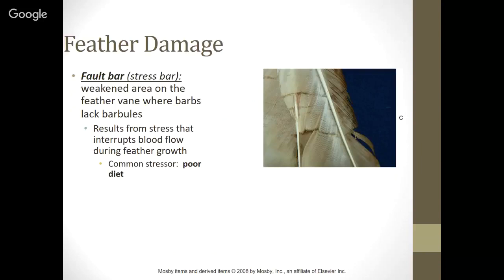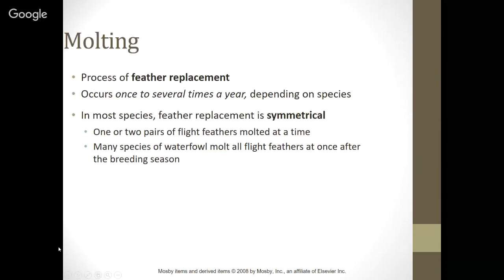A common stressor is a poor diet. Most people don't know that a lot of the birds that they can get as pets need a different diet than an all-seed diet. They need much more nutrition than is provided by seeds.